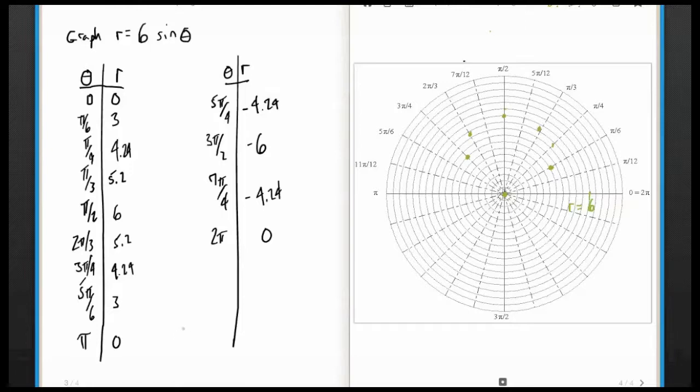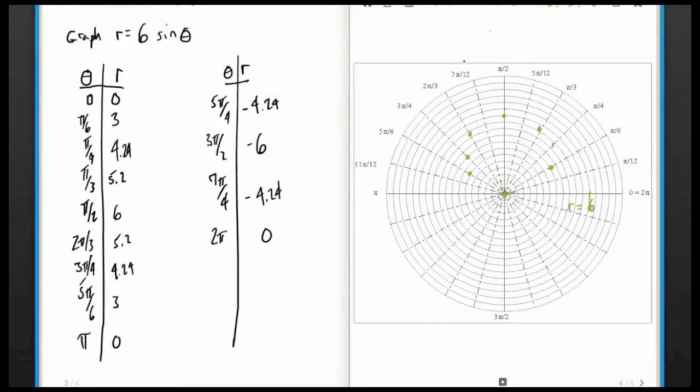And then 5 pi by 6 goes to 3. You can see how this is tedious. So why are we wasting our time doing this? We'll see that shortly. And then the radius comes back down to 0.